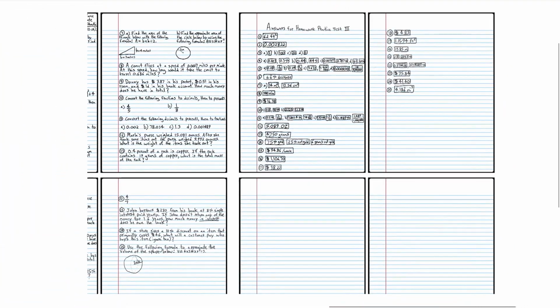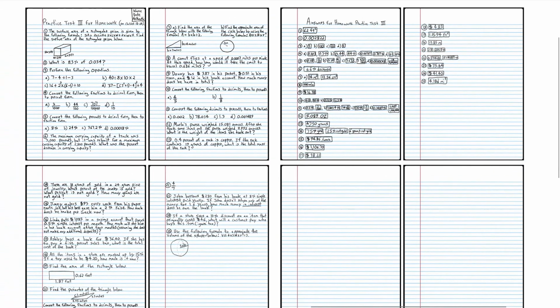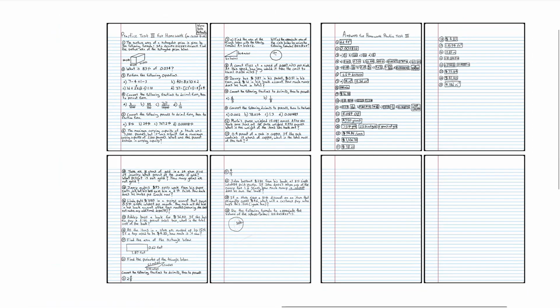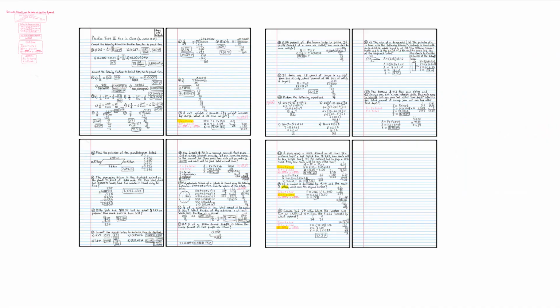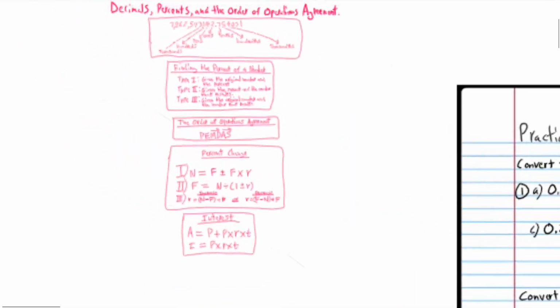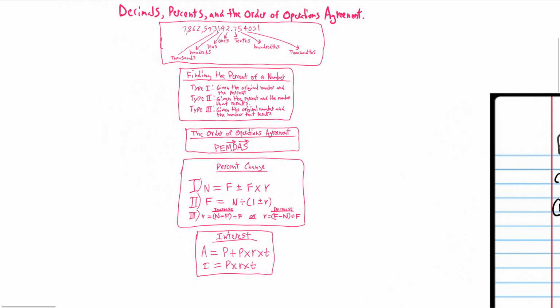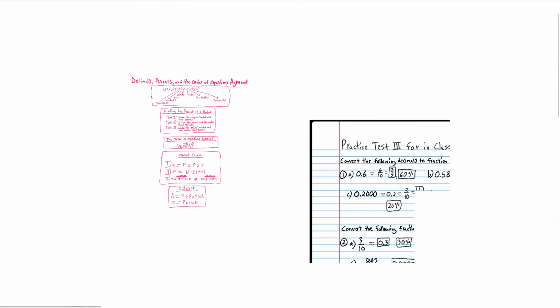And so that's it for this class. Make sure you do the practice test and make sure you know how to do each and every problem. Again, there are 3 primary things to study: decimals, percents, and the order of operations agreement. But you've got to know how to do every single type of variation of problems that I put in my class and the homework.